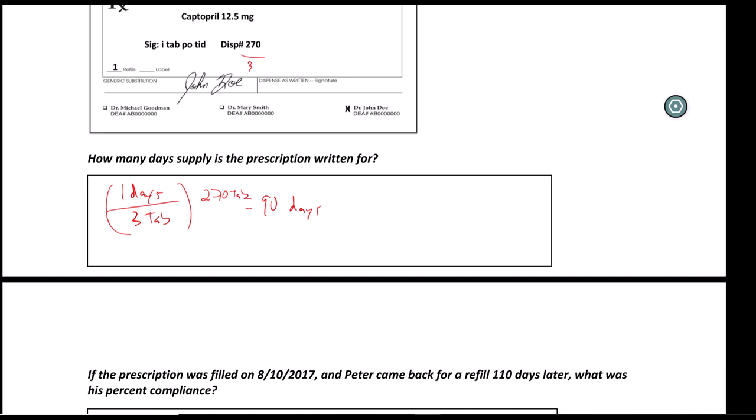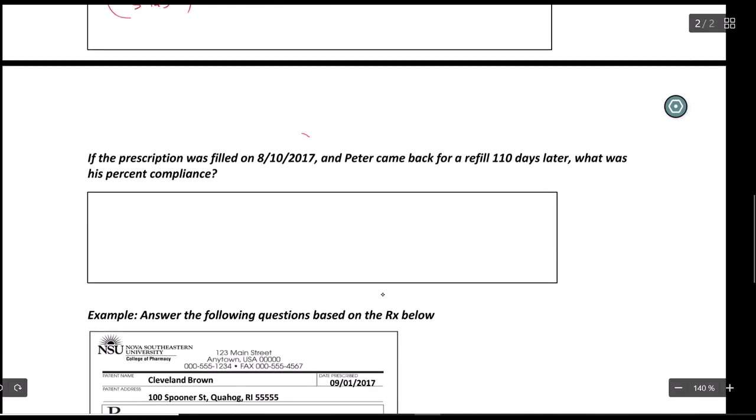All right. If the prescription was filled on 8/10/2017, and this patient, Peter Griffin, from Family Guy, looks like, named Peter, came back, he got a refill 110 days later. What was his percent compliance?